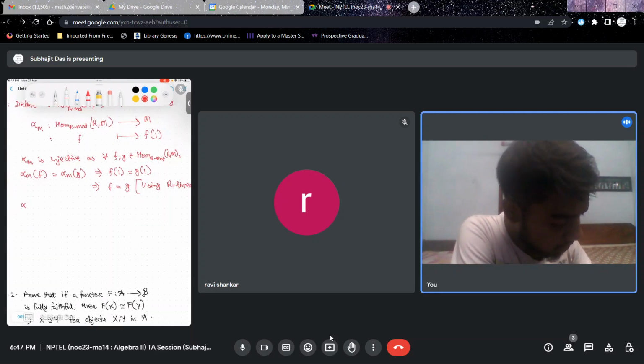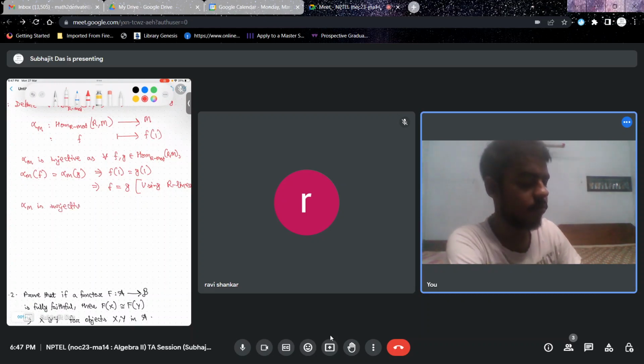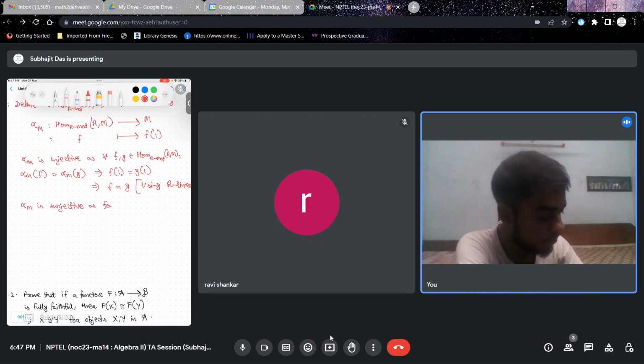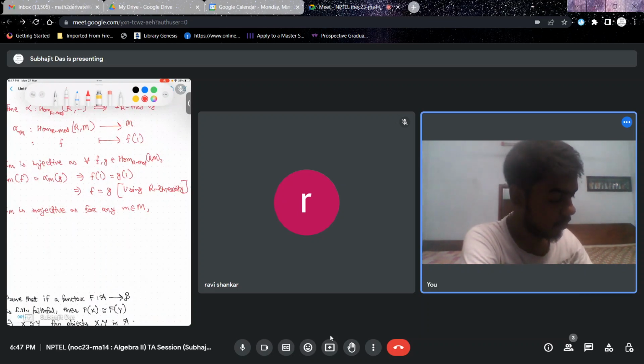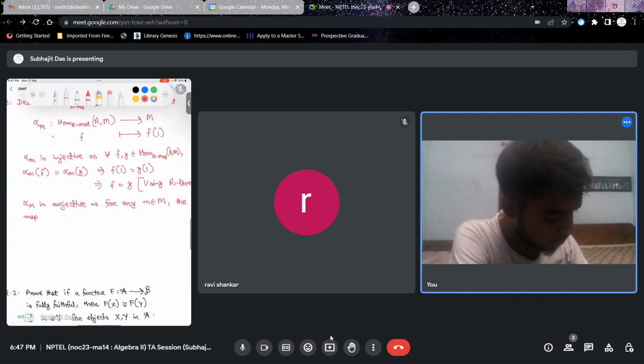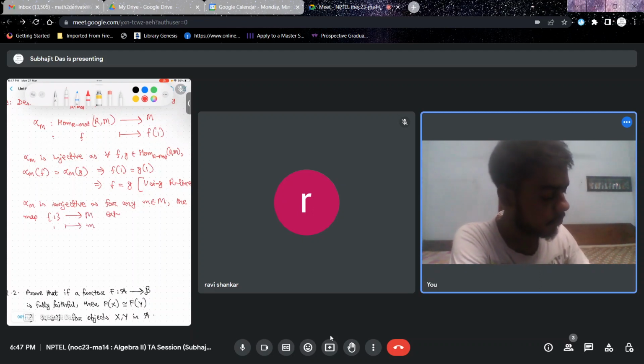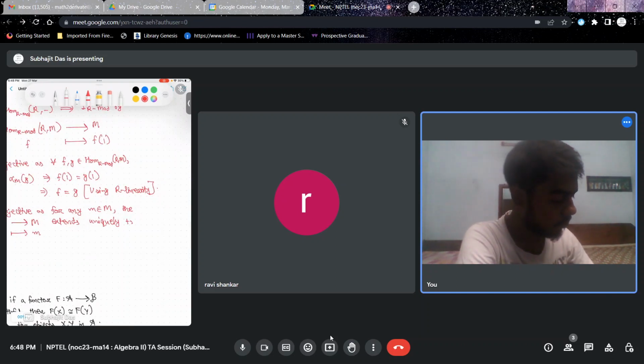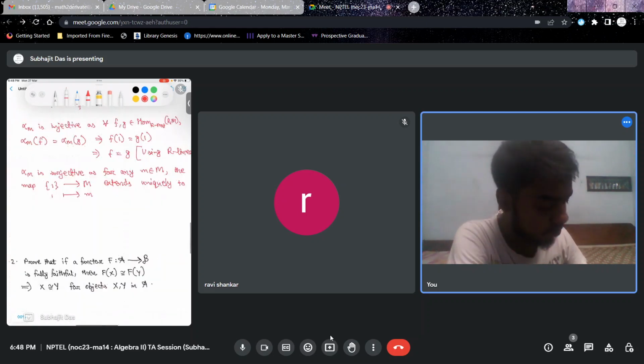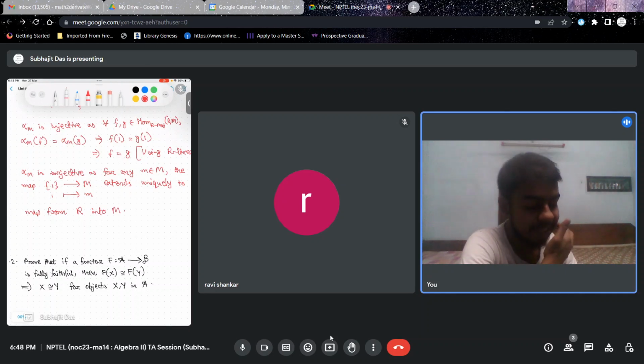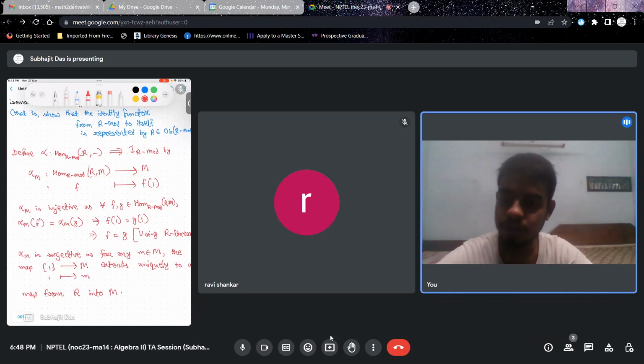So alpha at M is surjective as for any element m in M, the set map from 1 to M sending 1 onto m extends uniquely to an R-linear map from R into M. What this basically says is that the map alpha at M, which we have defined here, is an isomorphism in the category of R modules.